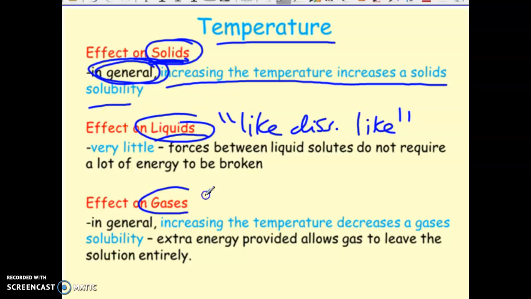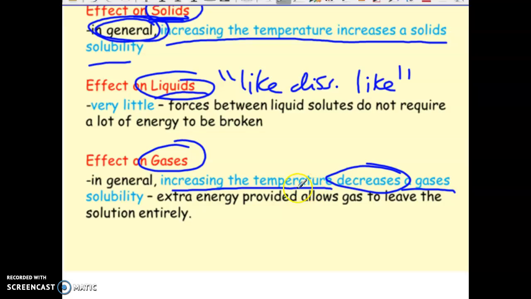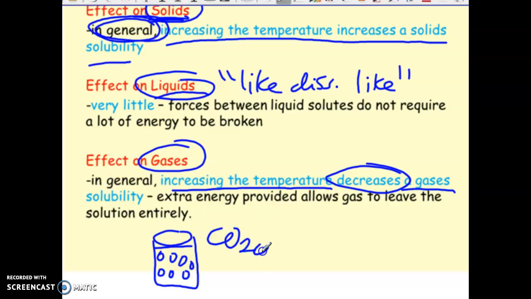Okay, gases. So again, we're talking about a gas going into a liquid solvent, or going into water. Now, when you increase the temperature of the water, the gas will actually decrease in solubility. So it's actually the opposite of a solid. Hot water holds gas less than cold water. So for example, think of a pop can, okay? Here you have gas dissolved in a liquid, right? You have carbon dioxide gas, the bubbles that are inside of your can of pop.